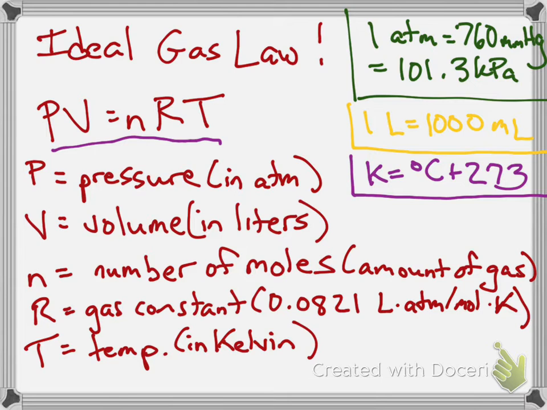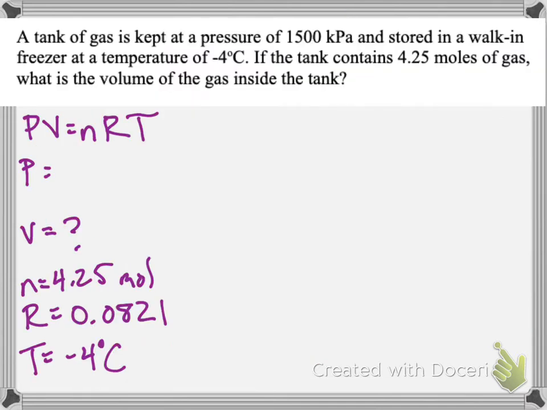And of course, temperature, T, is always in Kelvin. If you have the temperature in Celsius, add 273, you get Kelvin. I don't think I need to review that with you by now. You're pros. Okay, so on to our problem.